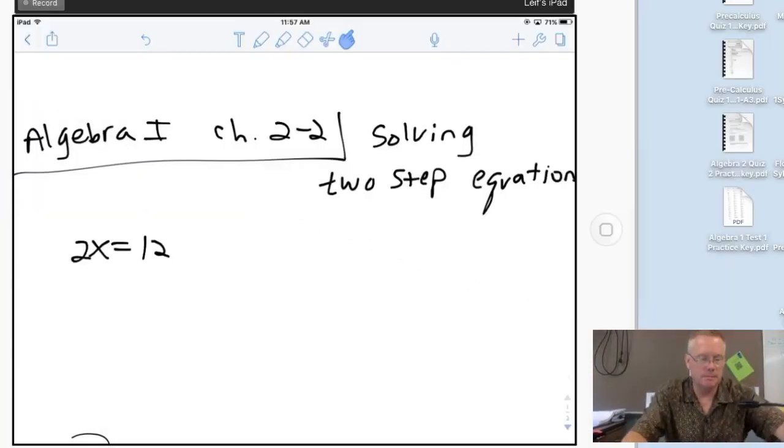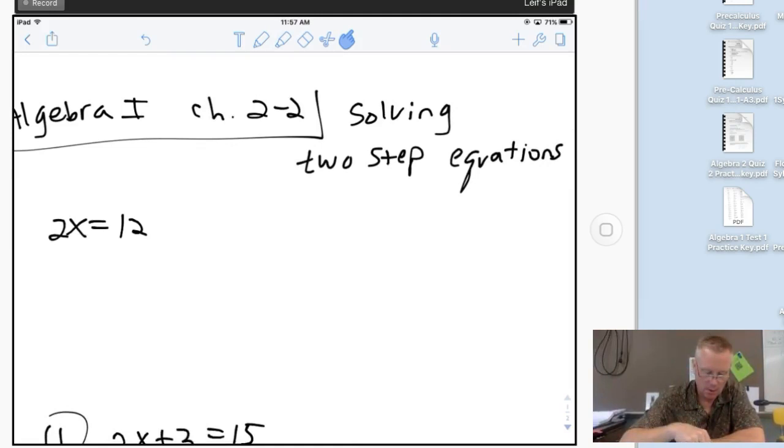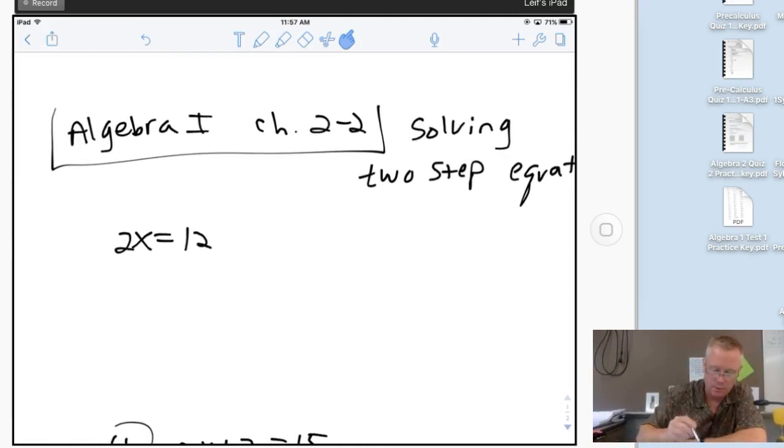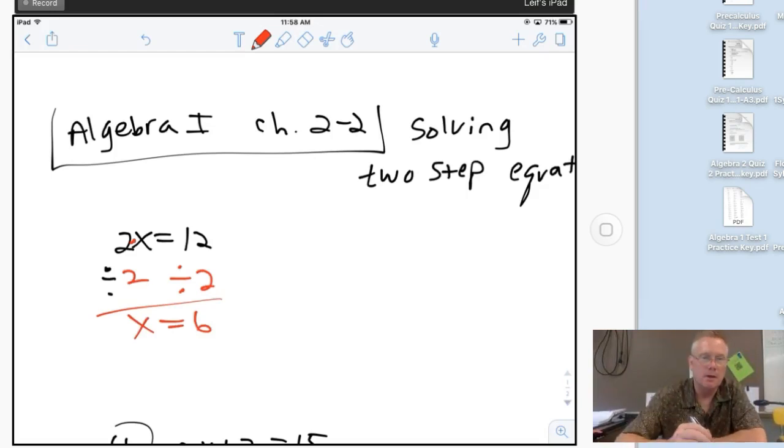Okay, today I'm going to be covering Algebra 1, Chapter 2-2, solving two-step equations. So in the last section, we looked at a lot of problems like this, where you had 2x equals 12, and remembering that there was implied multiplication between the 2 and the x, we divided both sides by 2, and you got x equals 6, okay?